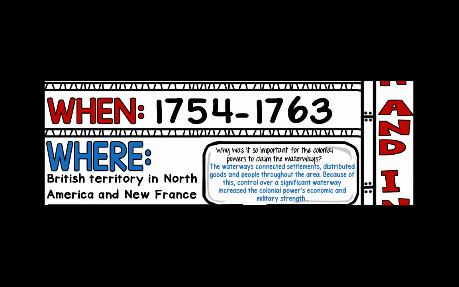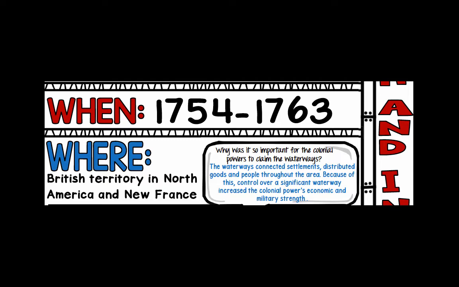The next part is when. I said in the beginning of the year that I was not so concerned about you guys knowing exact dates. But you do need to know when things happen, that way you can put them in order as what happens first. If you have a general idea of when something happens, you're able to then relate it to other events. So the French and Indian War starts in 1754 and continues all the way until 1763.